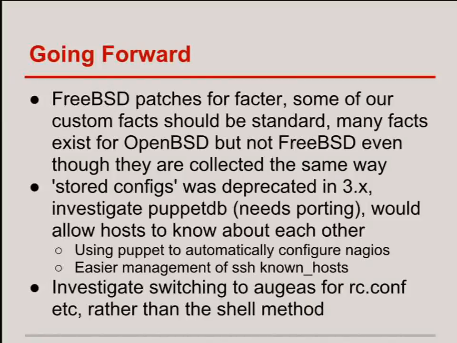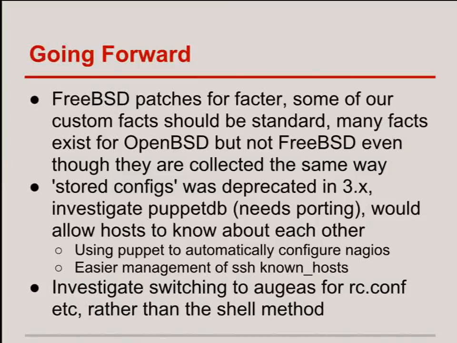Also, some of our jails, like the jail that runs the media server, actually has Puppet installed inside of it as well. So Puppet actually treats that jail as a separate host and configures it, since it has its own public IP address and has to have deny host installed as well, and so on and so on. So some machines are running Puppet two or three times.